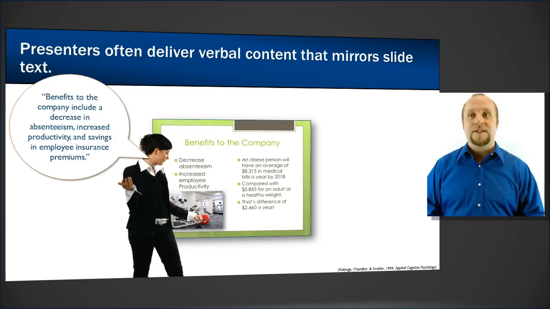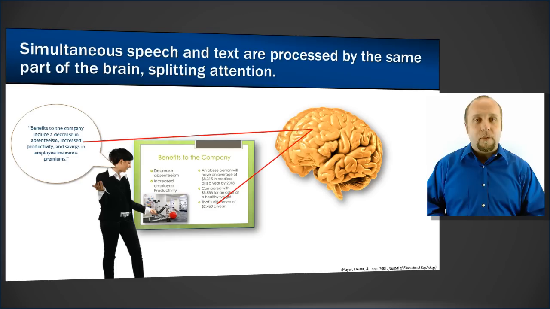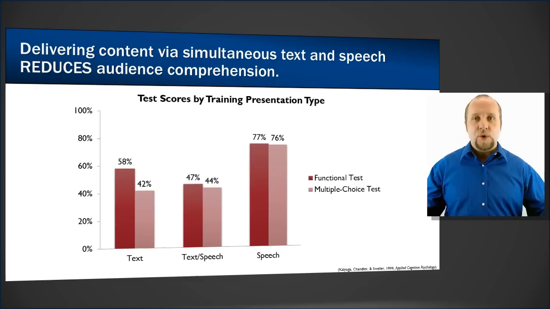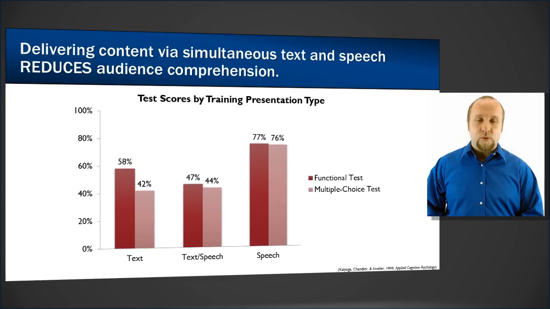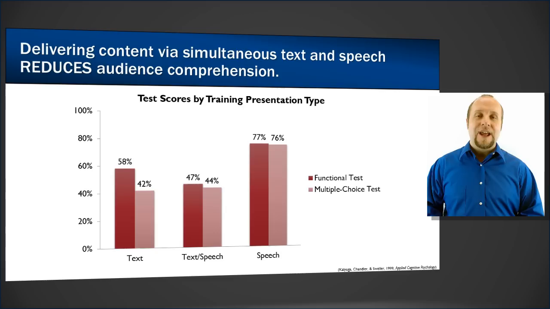Unfortunately, cognitive psychology tells us that simultaneous speech and text are processed by the same part of the brain, which ultimately splits attention. Now, it might seem to make intuitive sense. If you hear information, you might remember it. And if you see information, you might remember it. So if you both hear and see information, you ought to remember it the best. But it turns out that research has shown this to be entirely incorrect. Researchers in cognitive psychology, human learning, and multimedia design have found that presenting information through both channels simultaneously overwhelms the language processor and actually results in lower information retention.